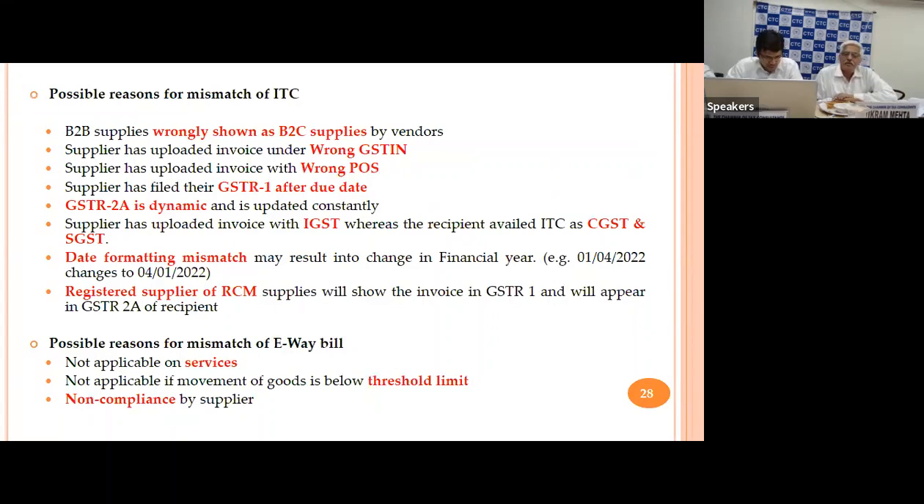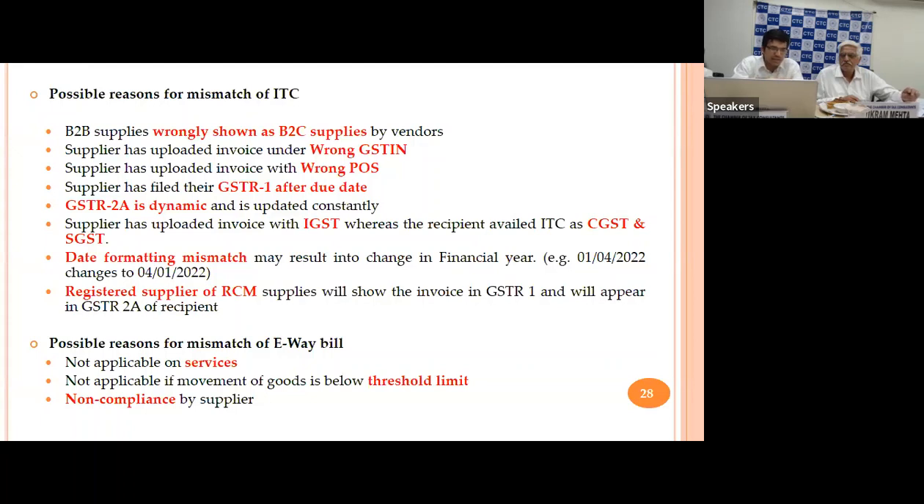Basically, B2B supply is shown as B2C, which I just now mentioned. Then the wrong GSTN has been uploaded by the supplier. I have a normal GSTN. I also have an ISD GSTN. So there could be a mistake done by the vendor. Then a wrong place of supply has been mentioned. So if a wrong place of supply is mentioned, then it will not get auto-populated in my state GSTR-2A.